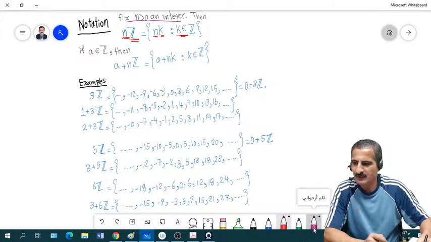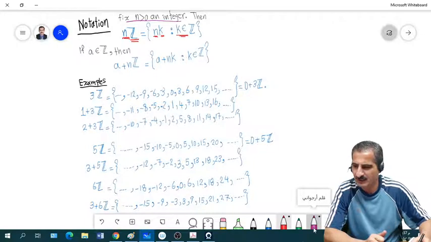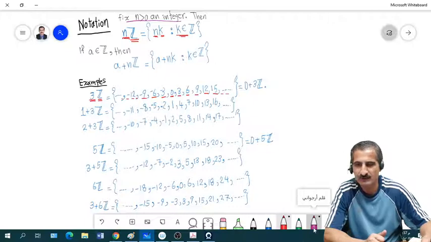Okay, now to see that happening, look at 3 here. So we will multiply 3 with all the integers. Now this is 3 times 0, 3 times 1, 3 times 2, 3 times 3, times 4, times 5, and so on. 3 times negative 1, 3 times negative 2, 3 times negative 3, and so on. Good? Okay.